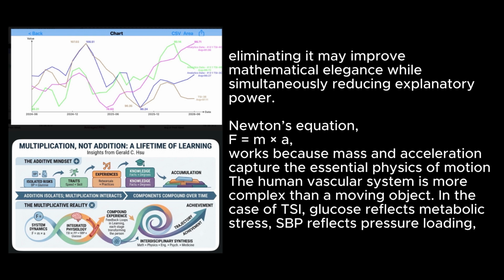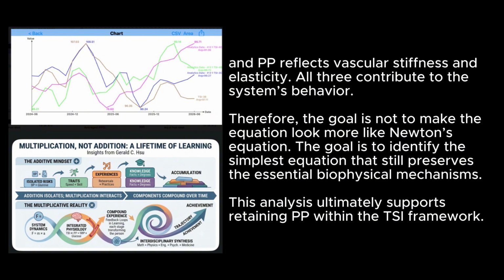Newton's equation, F equals m times a, works because mass and acceleration capture the essential physics of motion. The human vascular system is more complex than a moving object. In the case of TSI, glucose reflects metabolic stress, SPP reflects pressure loading, and PP reflects vascular stiffness and elasticity. All three contribute to the system's behavior. Therefore, the goal is not to make the equation look more like Newton's equation. The goal is to identify the simplest equation that still preserves the essential biophysical mechanisms.